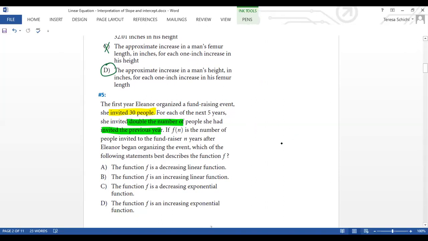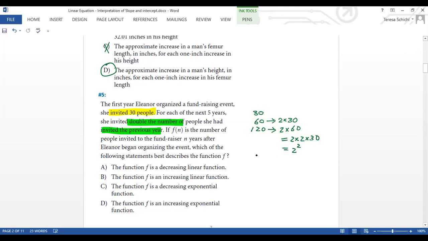So like in here, for example, this is the first year, the 30, right? Then the next year, she's going to double. So it's 60. So 60 is 2 times 30, right? Now the next year, she doubles this, it is 120. 120 is 2 times 60, right? So it's equal to 2 times 2 times 30. So this is 2 squared.